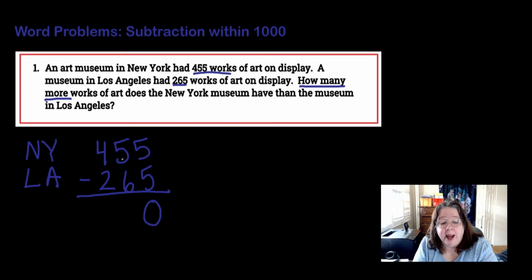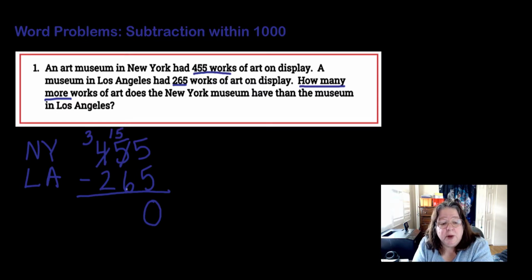But what we can do is, because there are hundreds over here, we can regroup. We can take one of those hundreds, and the term, we used to call it borrowing, and that's a little misleading. Regrouping is the new term, because we are going to change how our numbers are grouped together. So instead of having 4 hundreds, we'll have 3 hundreds, and instead of having 5 tens here, we'll have 15 tens.